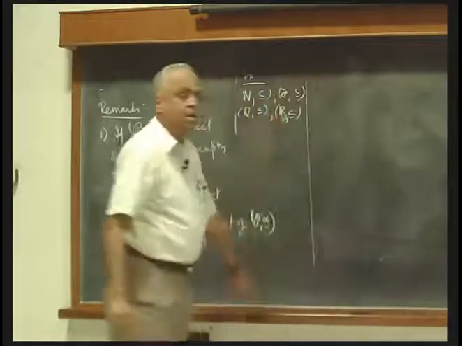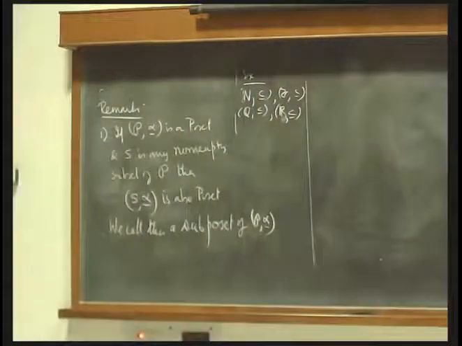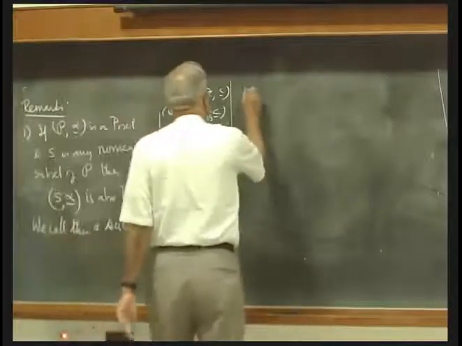Now look at the first set of examples, where I have the natural numbers, less than or equal to, and so on. These were posets in which every pair of elements was comparable. So there is no partiality there. It is totally ordered. When every pair is comparable, we no longer call it a partially ordered set, we call it a totally ordered set. So that is remark 2.